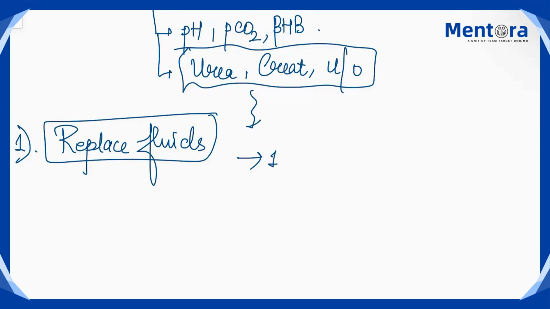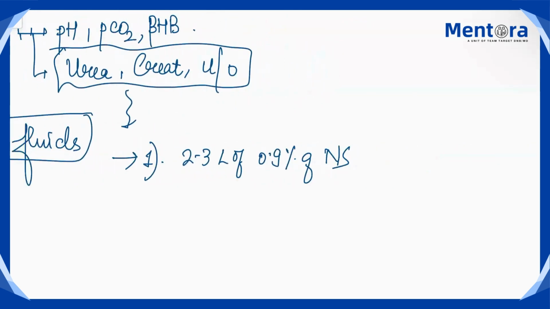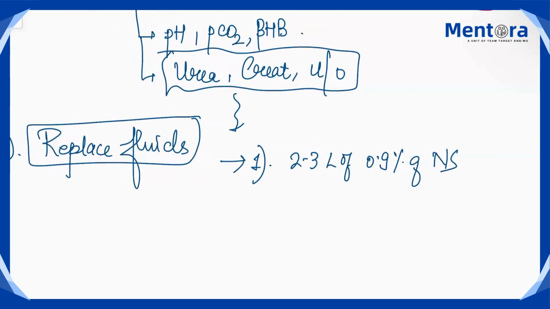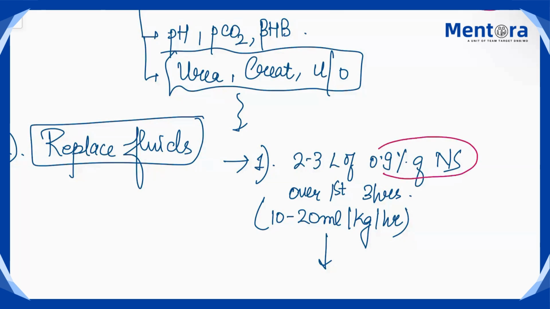Okay, we begin with 2 to 3 liters of 0.9% normal saline over first 3 hours. It is usually given at the rate of 10 to 12 ml per kg per hour. Okay, so in the first 3 hours you have to give the maximum of fluid. That is, we are giving 0.9% NS and we are giving a bolus of around 2 to 3 liters within first 3 hours duration only.